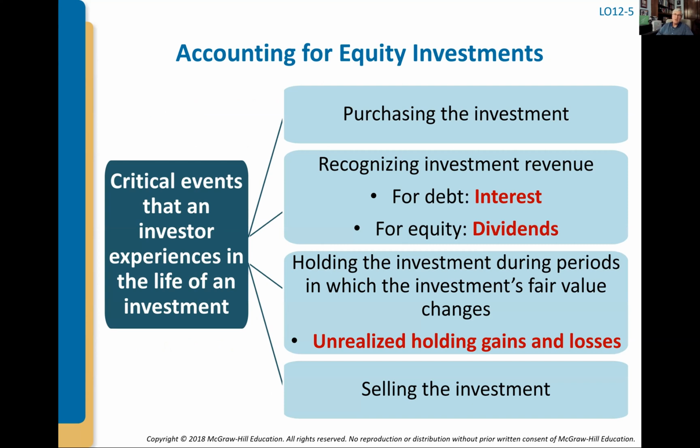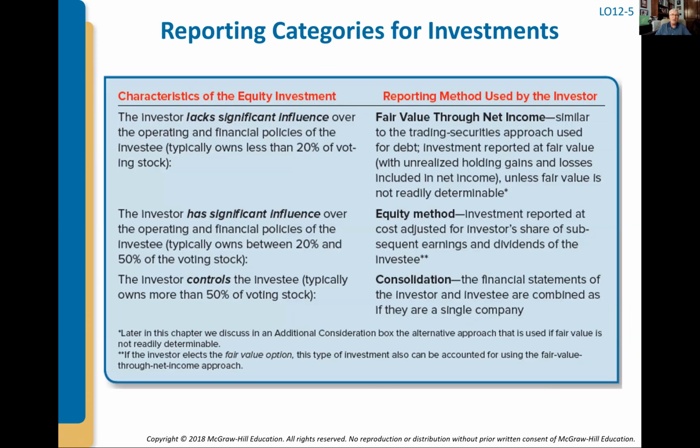So switching gears now, all that we just talked about only relates to debt securities that we own. Now we're going to talk about owning equity investments like common stock or partnership interest in other companies, ownership interest. We have to think about how we account for this, how we will recognize investment revenue, and then what we do with changes in fair value. Again, we're going to have different ways of doing it.